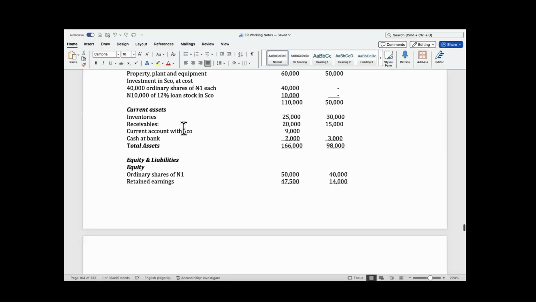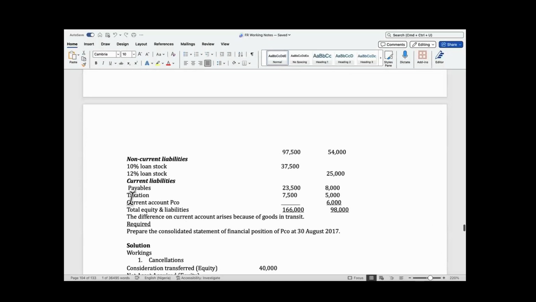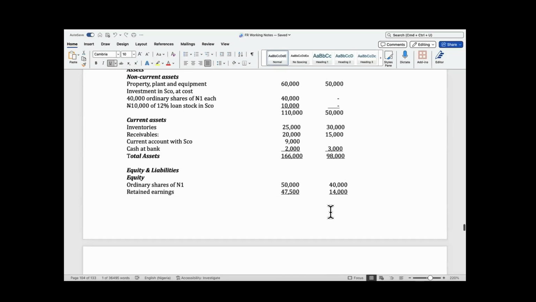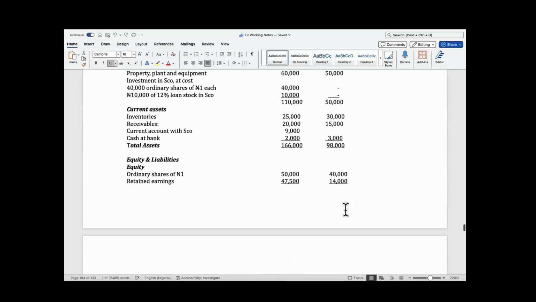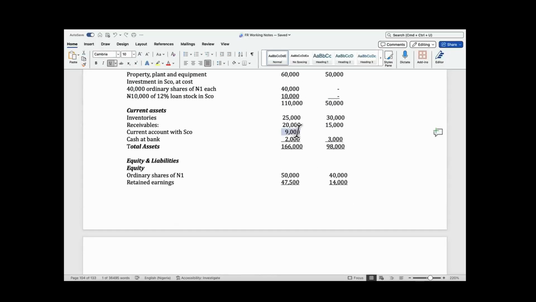Also, I can see current accounts here: current account with ESCO, 9,000, and the same item, current account with Pico, 6,000. So they are not the same amount. There is 9,000 here and 6,000 here. If I cancel out the two, there will still be a balance of 3,000 on this asset side, in the books of the parent.